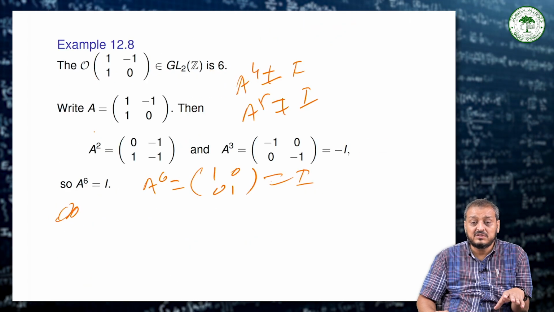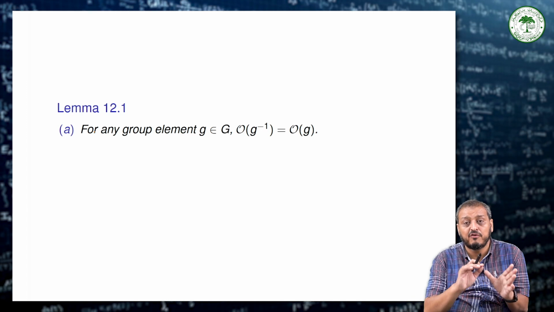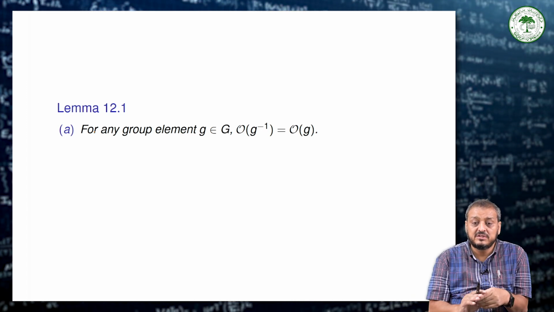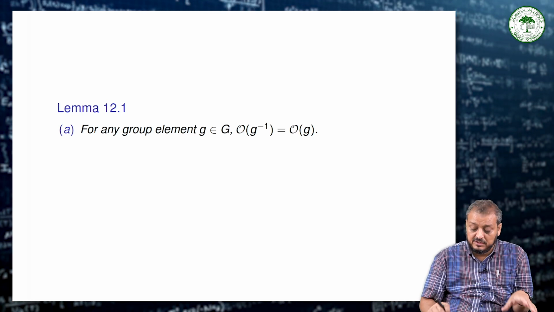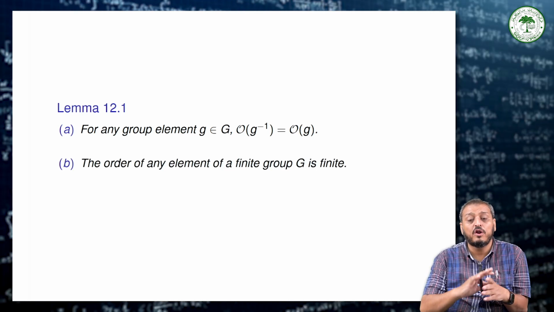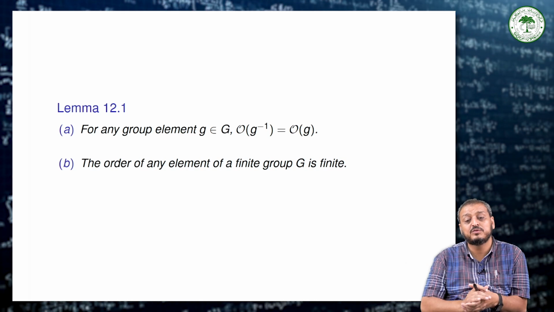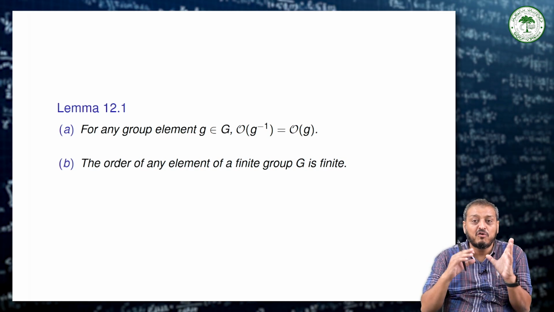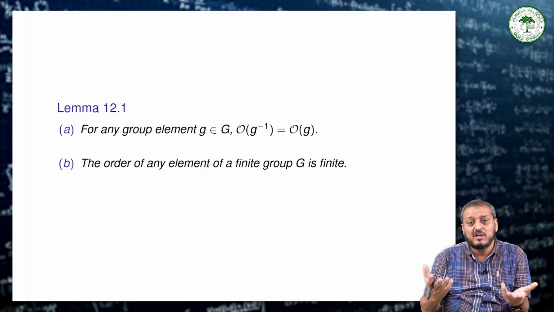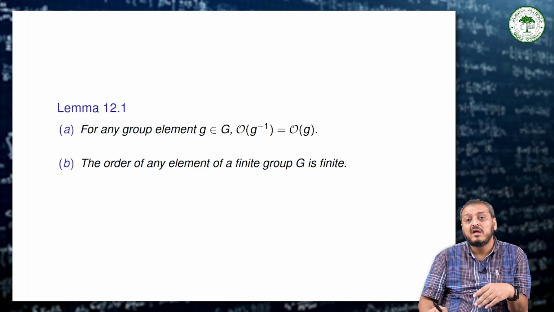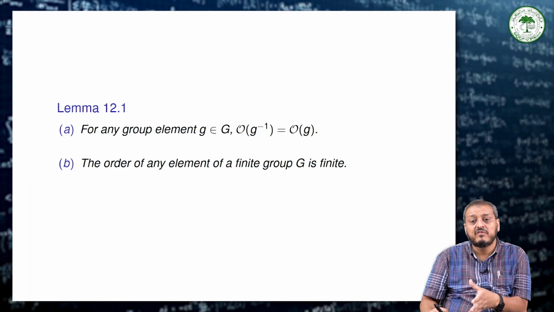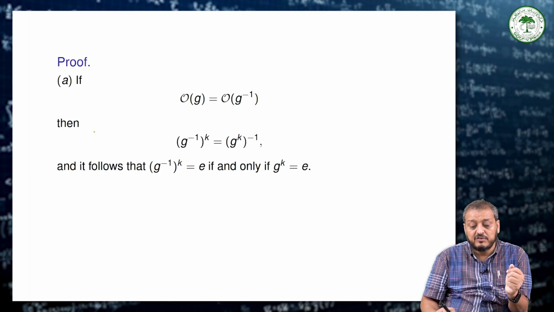So the first result says that for any group element g, the order of g inverse is the same as the order of g. The second result says that the order of any element of a finite group G is finite. If we have a group G, then any element of this group is always of finite order. We cannot find an element which has infinite order. So first we prove this.